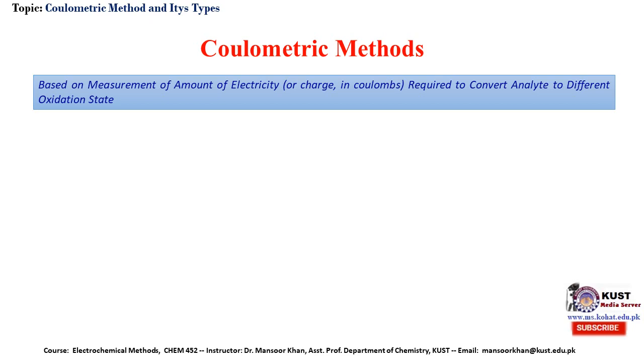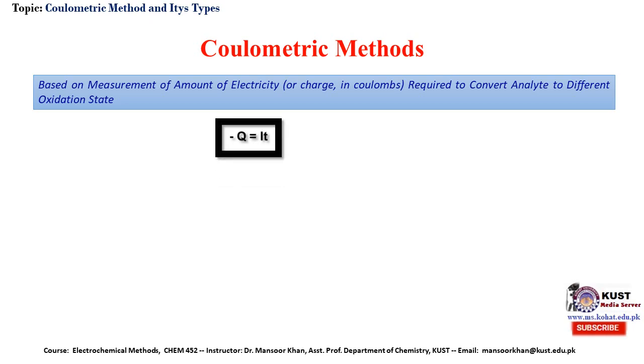So what happens? If we convert an analyte from one oxidation state into another oxidation state, it will need electricity. An amount of electricity, an amount of energy will be required. So the amount of electricity is directly proportional to the amount of analyte converted into the other oxidation state. This is basically the basis for the colorimetric method.